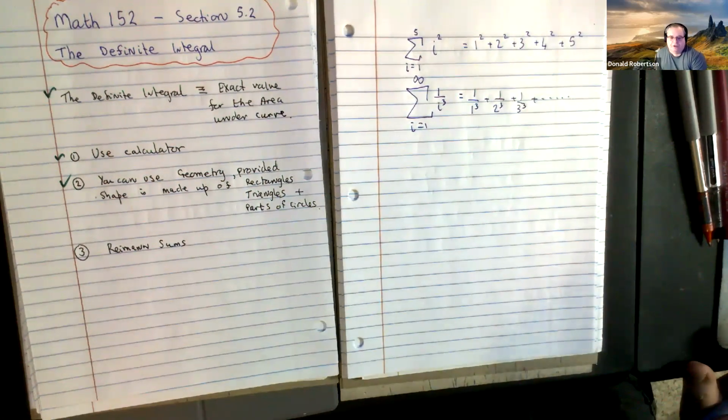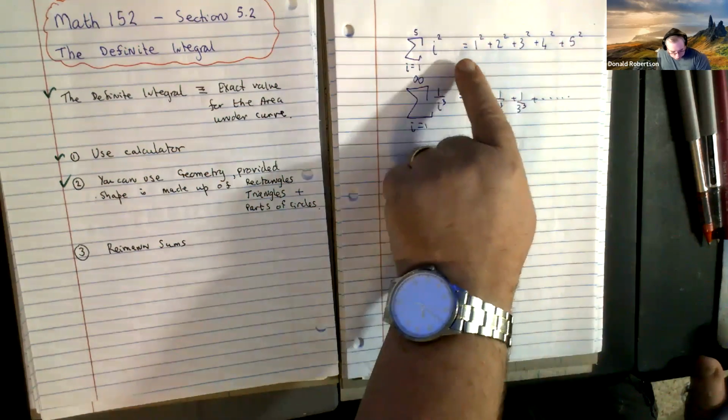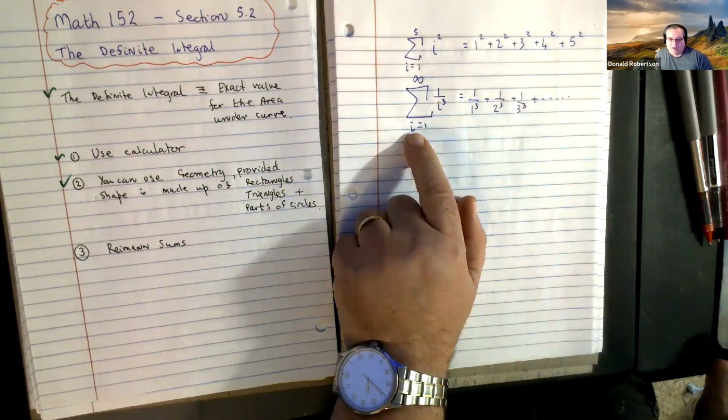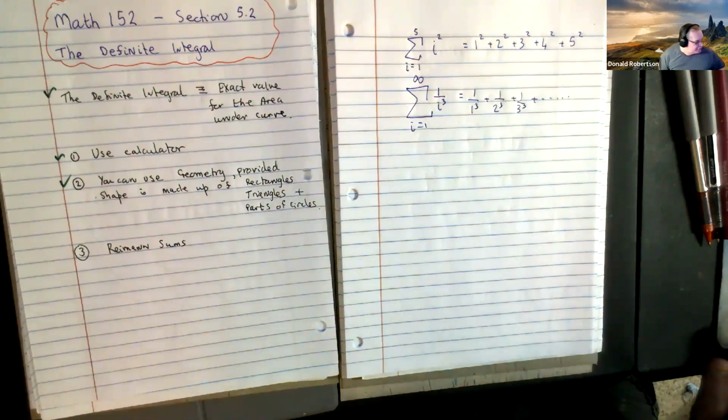So sigma notation is a very convenient way of writing down a whole load of things being added. And we tend to use a variable I, but it can be K, it can be N, it can actually be any letter you like, but I is a good letter, so I'm sticking to I.